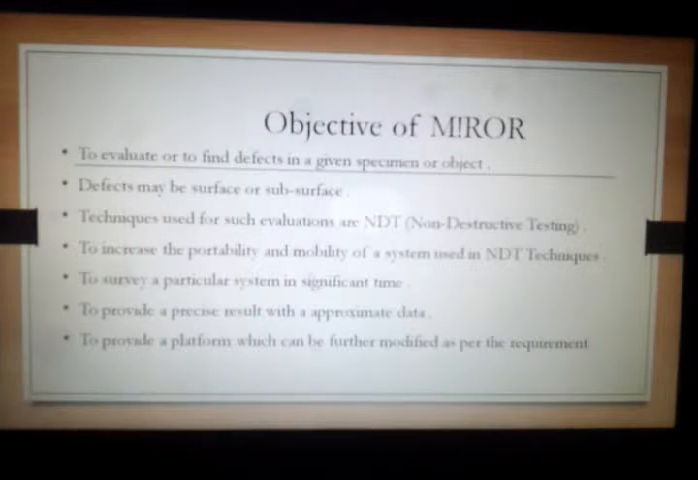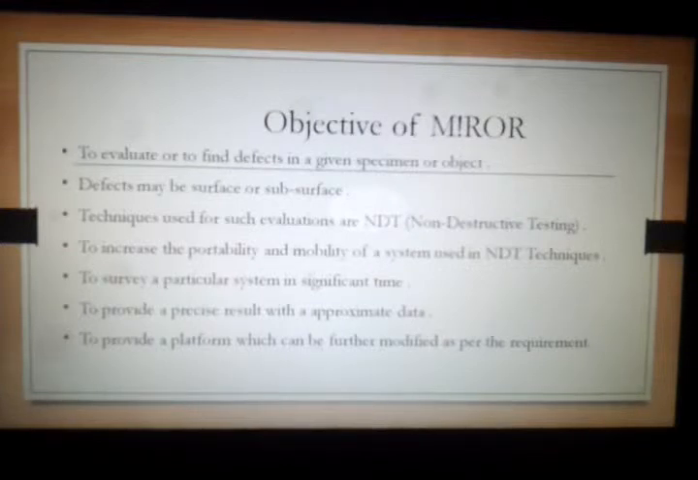Techniques used for such evaluation are non-destructive testing: to increase the portability and mobility of a system used in NDT techniques, to survey a particular system in significant time, to provide a precise result with the approximate data, and to provide a platform which can be further modified as per the requirement.